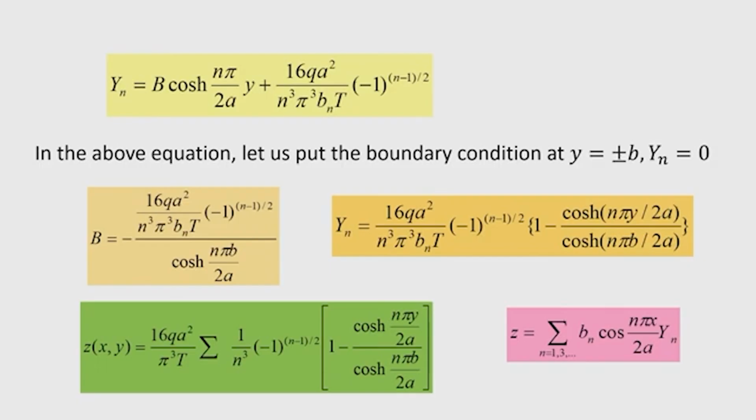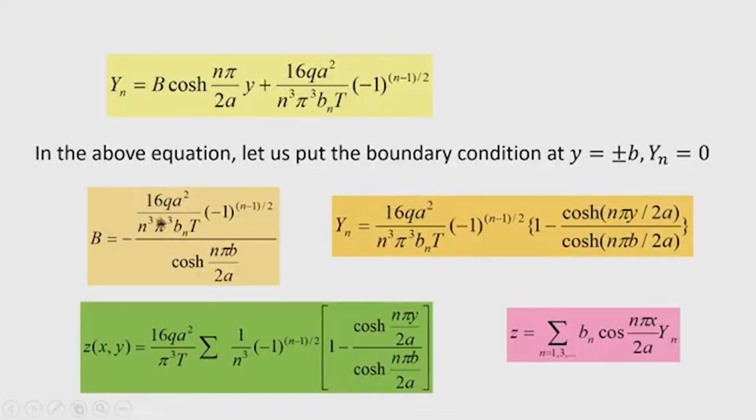Okay. Since the membrane is supported along the edges, and it is a square membrane, at y equal to a, the deflection is 0. So, by substituting this, we ultimately get b equal to 16 q a square divided by n cube pi cube b n into t into minus 1 to the power n minus 1 by 2 divided by cos hyperbolic n pi b by 2 a. So, y n is now completely known, and after rearrangement it is shown like that.